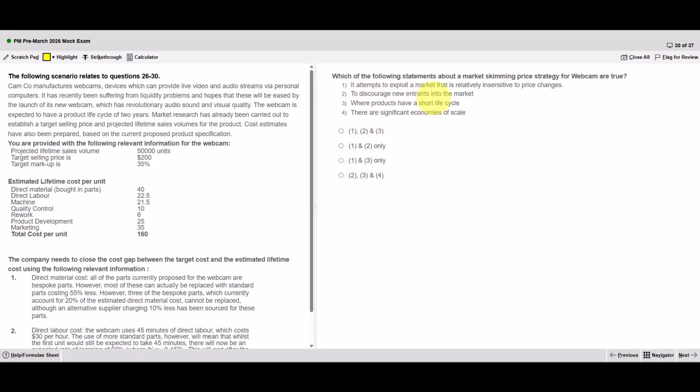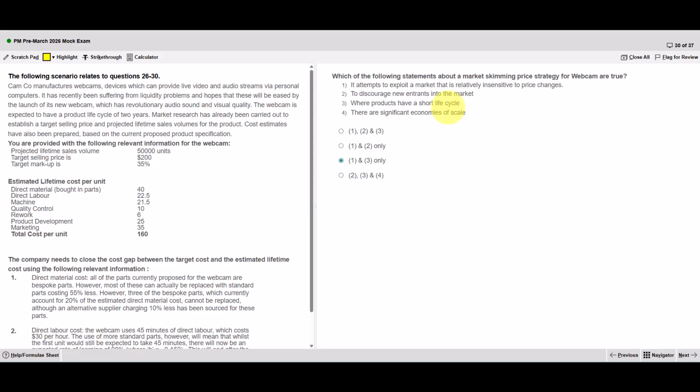To discourage new entrants to the market. Market skimming is charging a high price initially, with an expectation we'll decrease that over time. A high-priced product encourages new entrants to the market. So 2 isn't correct. So now we know the answer is this, but let's just check.